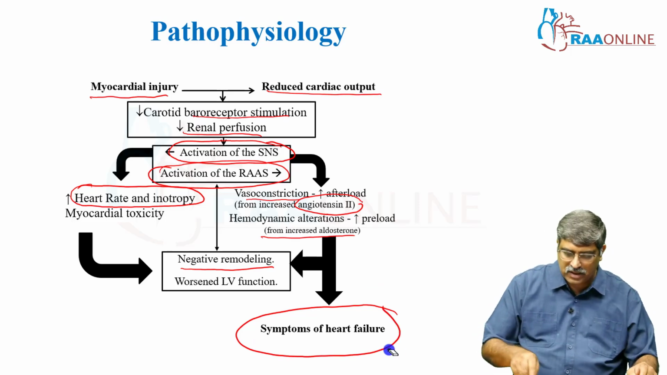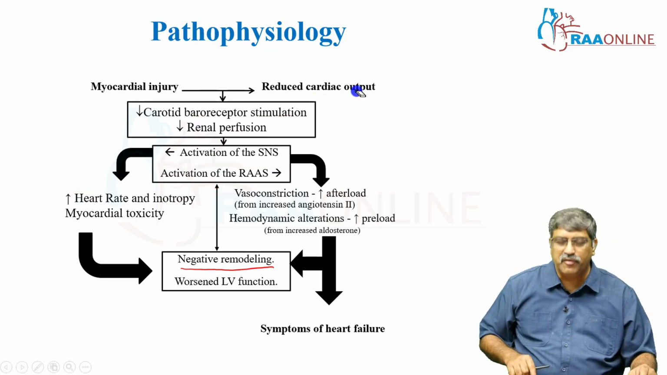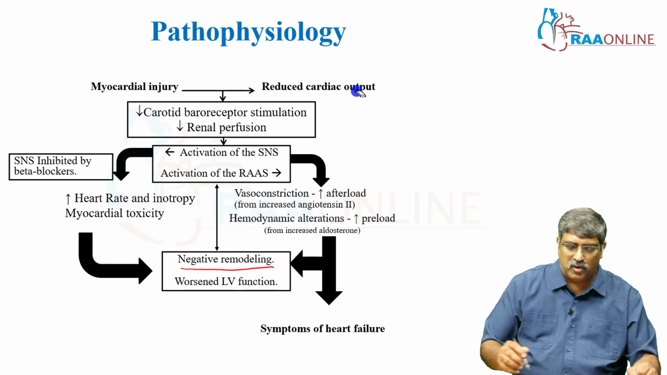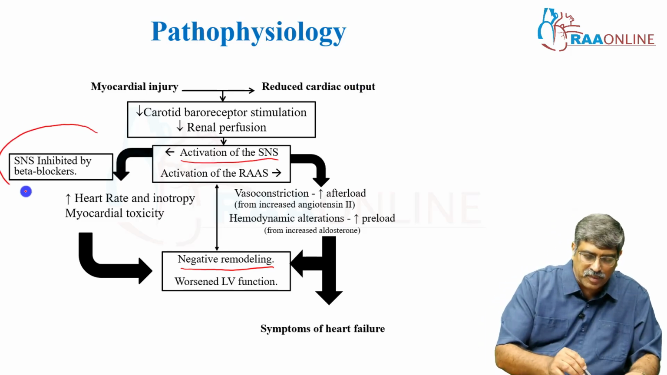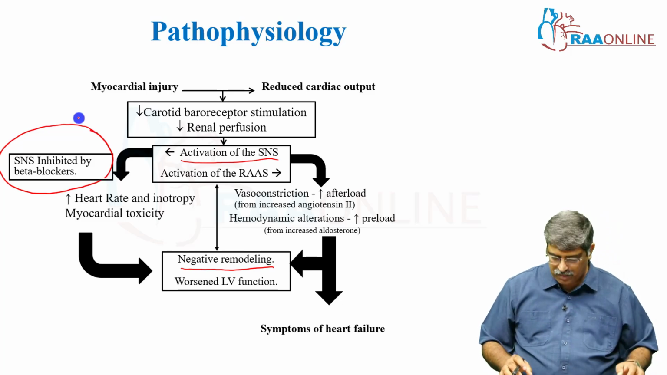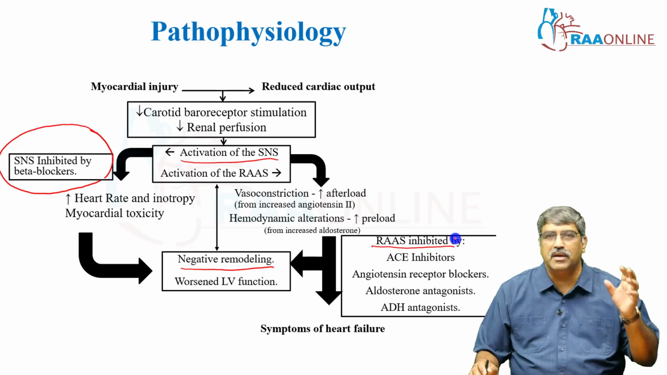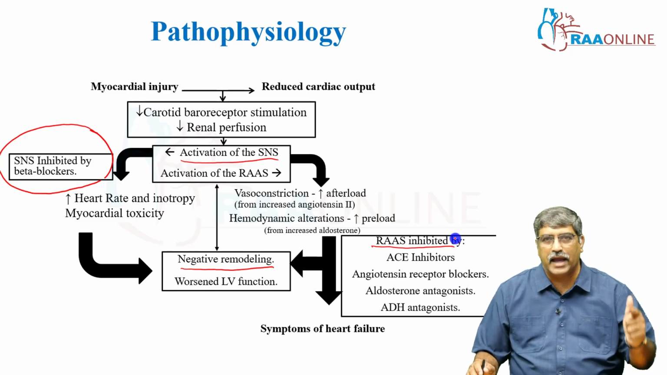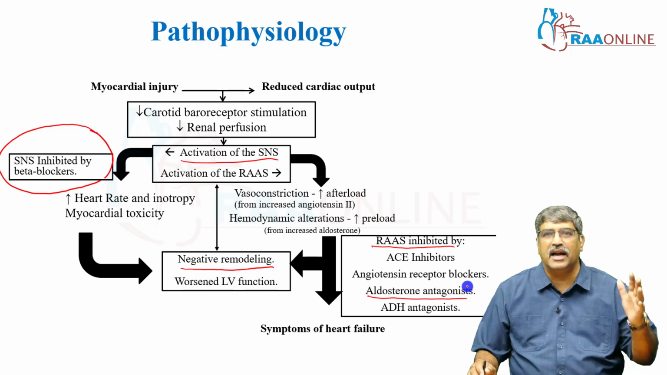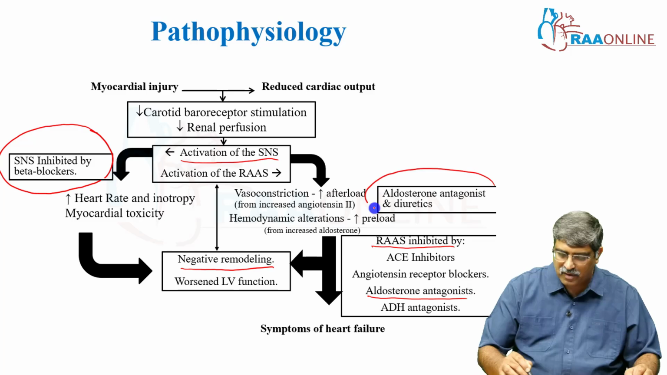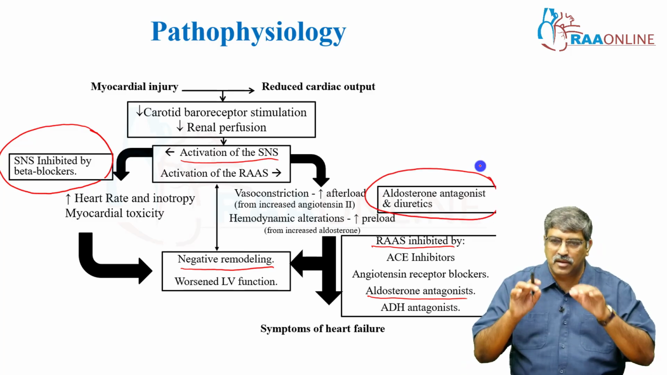So, to counter this, understanding the pathophysiology is important in the treatment of heart failure. Your sympathetic activation is one of the pathophysiological features. So, your sympathetic system can be inhibited by beta blockers. The renin-angiotensin-aldosterone axis can be inhibited by ACE inhibitors, ARB, angiotensin receptor blockers, aldosterone antagonists and antidiuretic hormone antagonists. You give aldosterone antagonists and diuretics to reduce the preload.